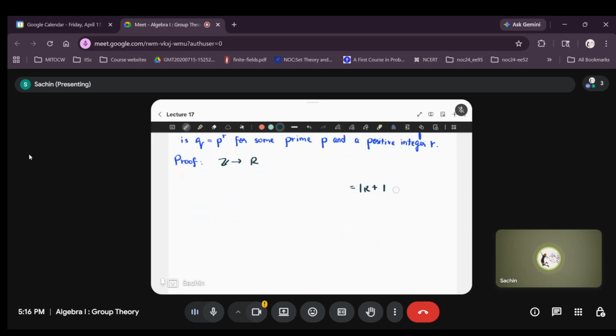Since every field is also a ring, there is only one homomorphism from Z to the field. So consider the unique ring homomorphism from Z to F.